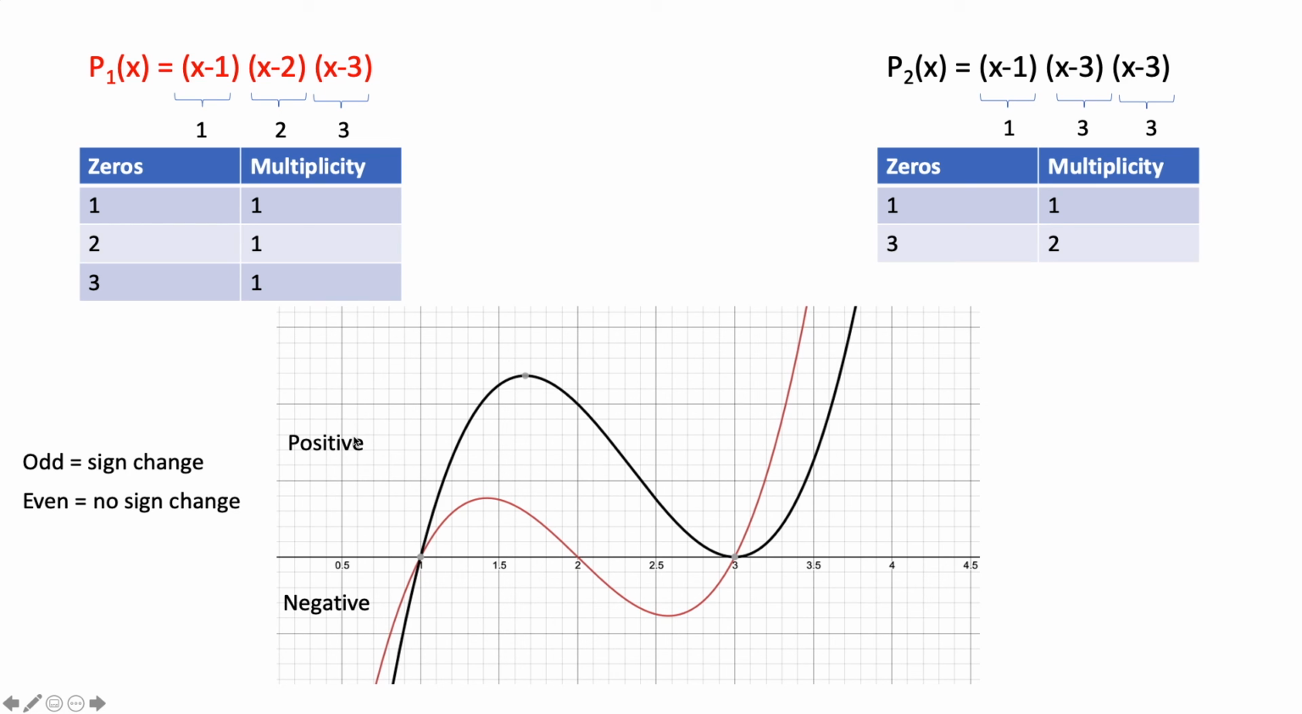Hopefully that gives you a good indication of how to work out multiplicity and decide what's actually going to happen to the graph at that particular zero.